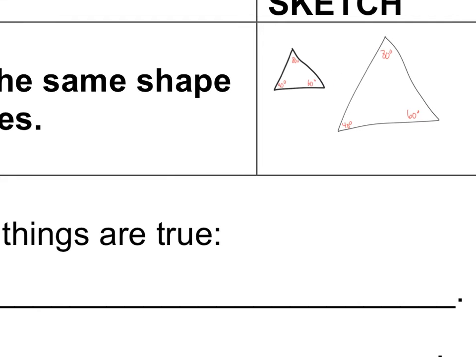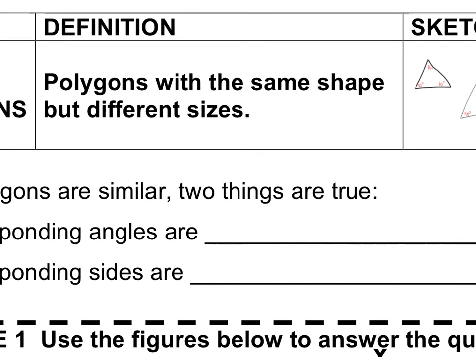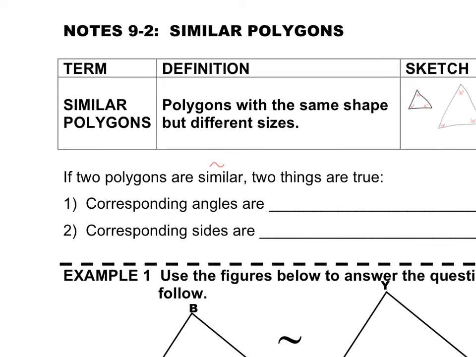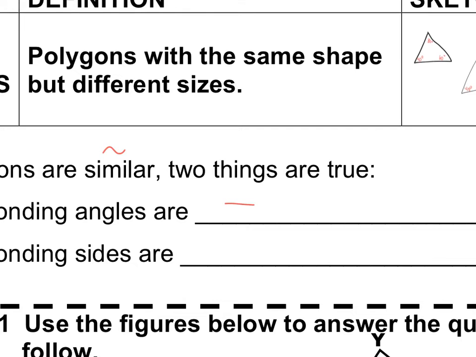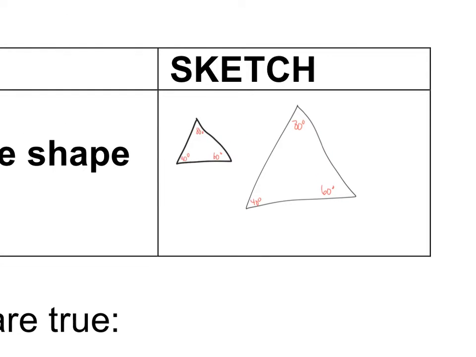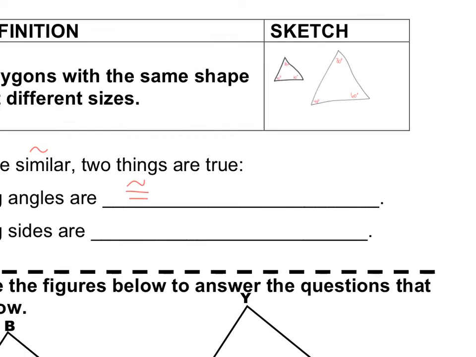So if two polygons are similar, then two things are true. And by the way, the symbol for similar is a tilde. It's like the thing we put over congruent, okay? So if two polygons are similar, then their corresponding angles are congruent. Just like what we had up here. These start off to be similar because they have the exact same angles. If the angles were different, then they wouldn't be similar.